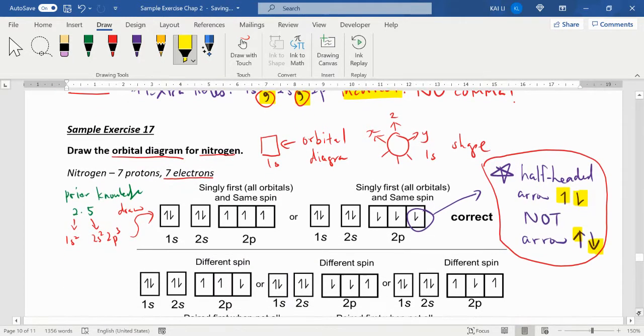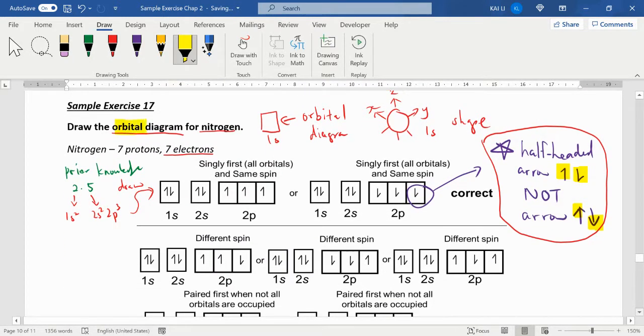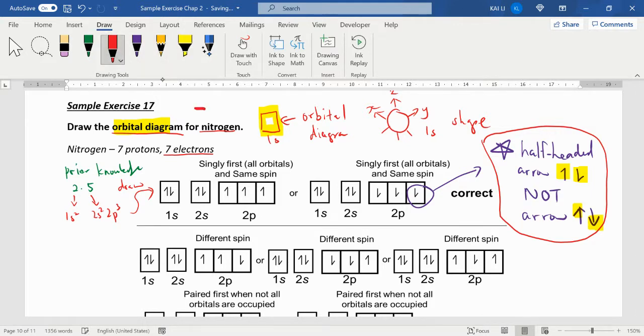Next term is orbital diagram. Orbital diagram, remember you must draw the box. Okay, it's easier, and then between the boxes there is spacing. You can also do it without the box, but you have to be very careful because the spacing must be very obvious. Now what I want to highlight is the arrow. The arrow is a half-headed arrow, not a full-headed arrow.